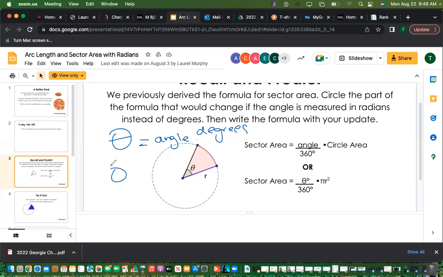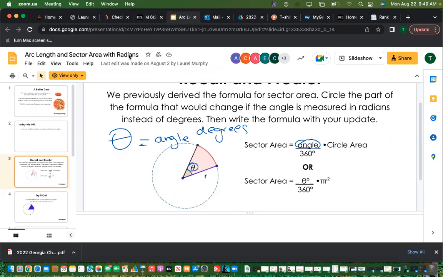Y'all are talking about zero, like this cross through. That's not it. I'm talking about this, which is theta. It's a Greek symbol. Now the part that would change if it was measured in radians instead of degrees is this part up here, this little angle part. That would actually be different.